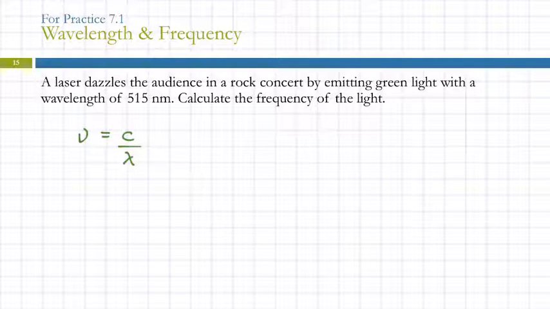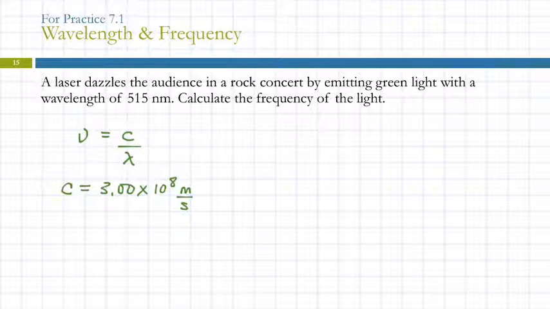Well, what's the speed of light? 3.00 times 10 to the 8th meters per second. I'm not going to require that you memorize that. You do need to know that C stands for the speed of light. It says wavelength of 515 nanometers. So for this light, the wavelength is 515 nanometers.